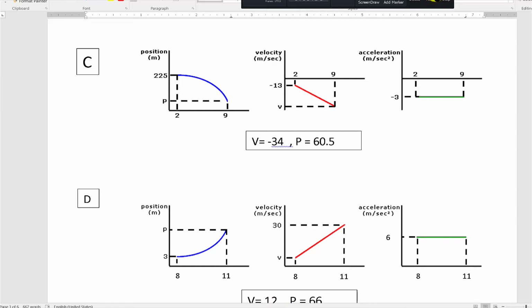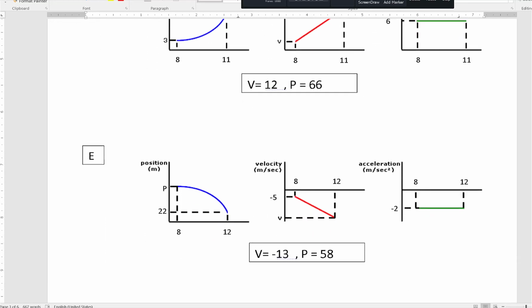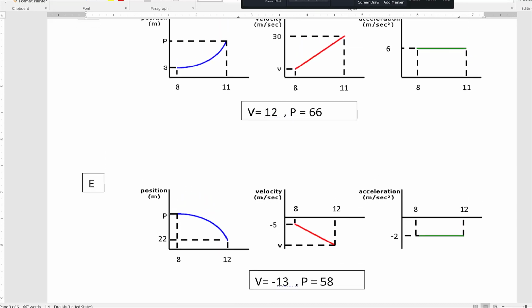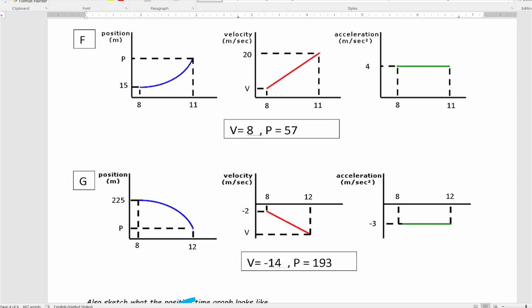And here we go. There's the answers for C. I just might as well scroll through these. Right? C is negative 34 at 60.5. And there's D and E. And here's F and G. H, you actually have to draw what that graph looks like too, because I had to fix it. Anyhow, there you go. That's good for the review.